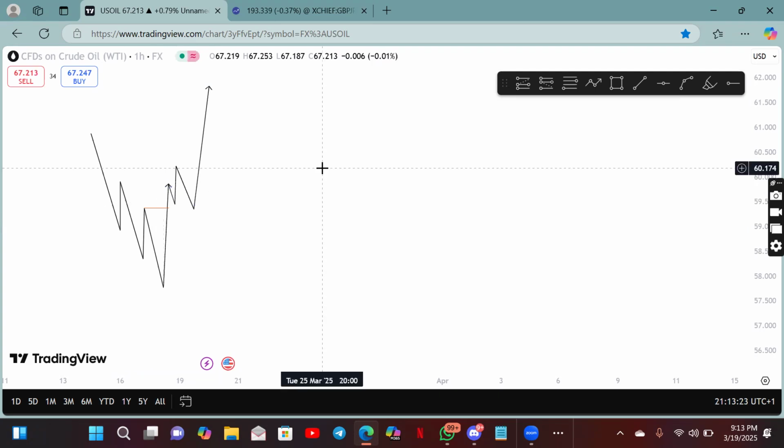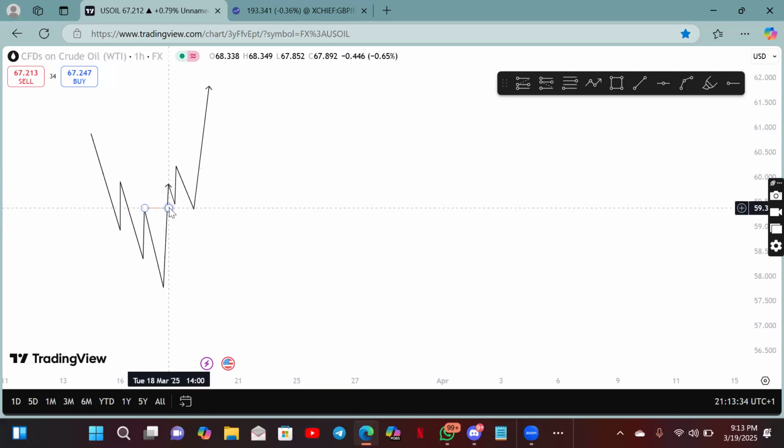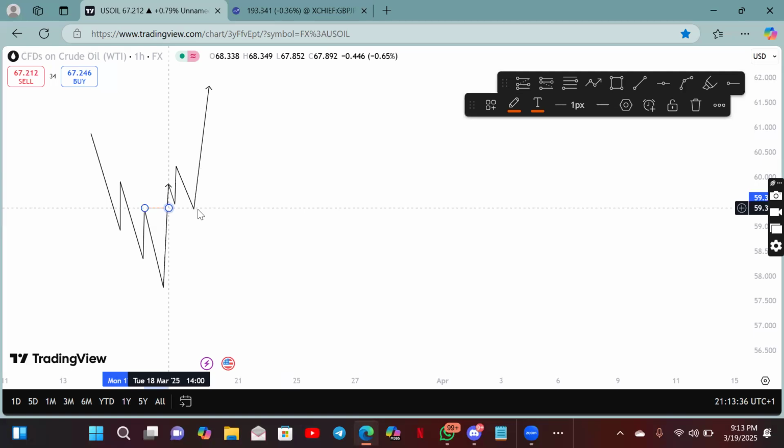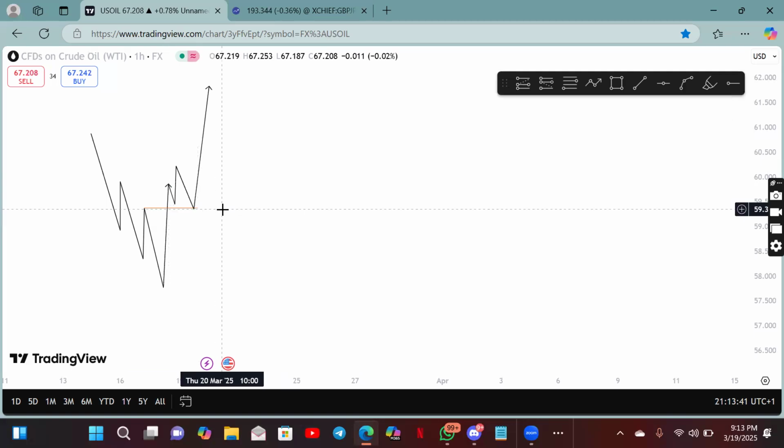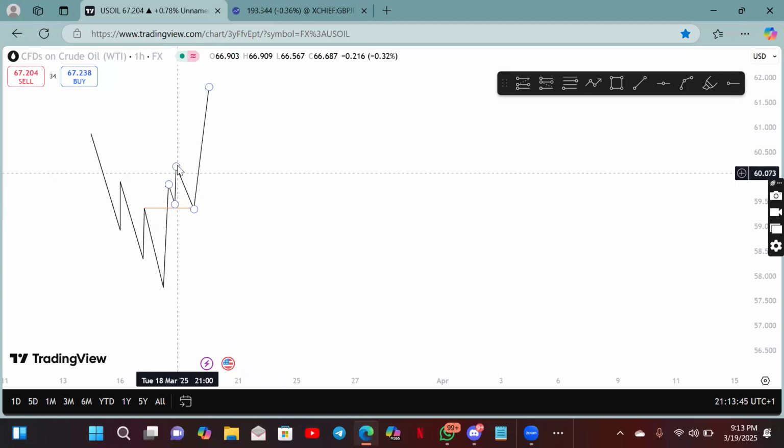And what did I say an inducement is? I said an inducement is what happens when the chart actually moves you to take a trade even before the real move happens. Do you understand? The chart deceives you. This is an inducement. It deceives you to take this trade.